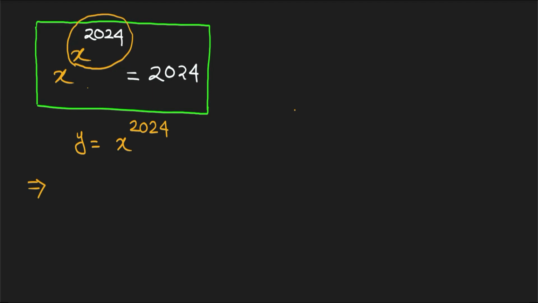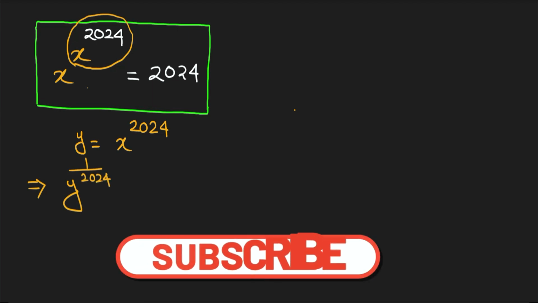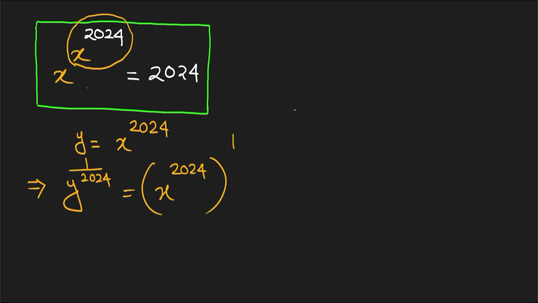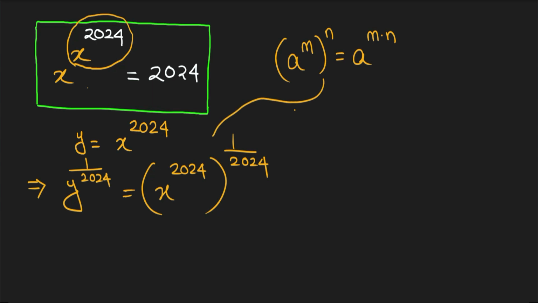Now on both sides of this equation we can raise the power 1 divided by 2024, and we can write the equation as y whole to the power 1 by 2024 is equal to x whole to the power 2024 whole to the power 1 by 2024. As we know a formula, a to the power m whole to the power n is equal to a to the power m into n. Here we have to apply this formula.